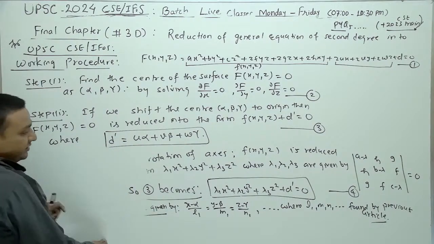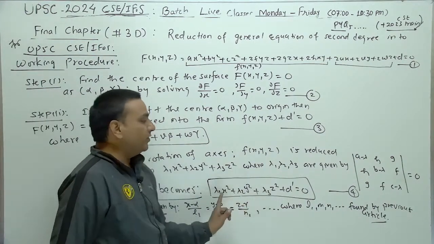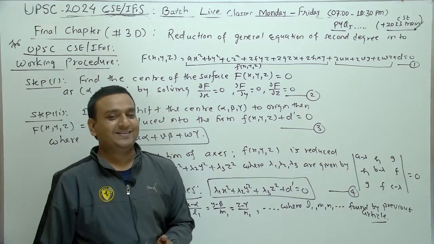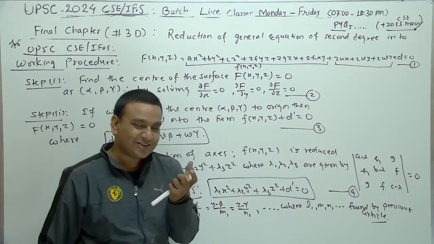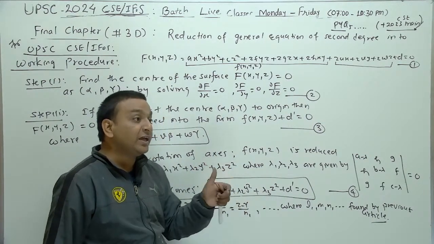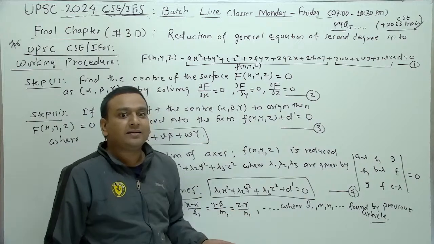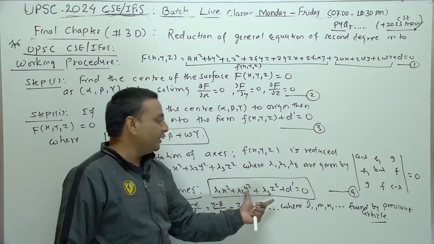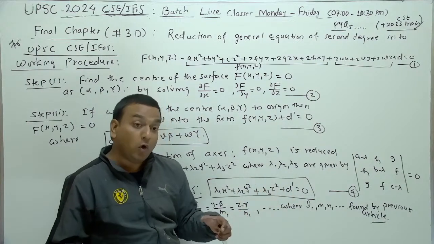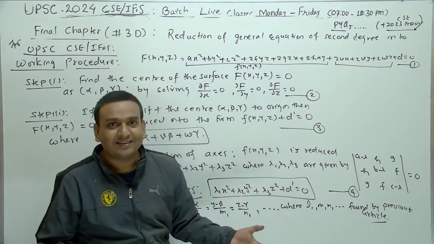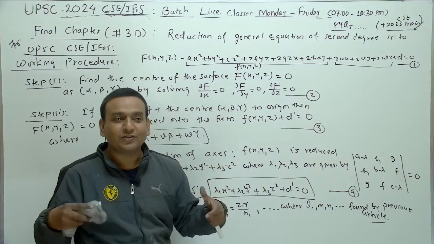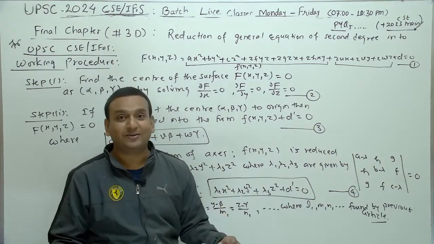The next case is क्या होगा if any of the lambda becomes, suppose that lambda 3 becomes 0. Are you able to get that curiosity? If any lambda becomes 0 here, then what will happen? Whether I will get the same equation, lambda 1 x square plus lambda 2 y square plus d dash equals to 0, or something else. Are you getting my point, dear fellows? So that is the most curious part now.